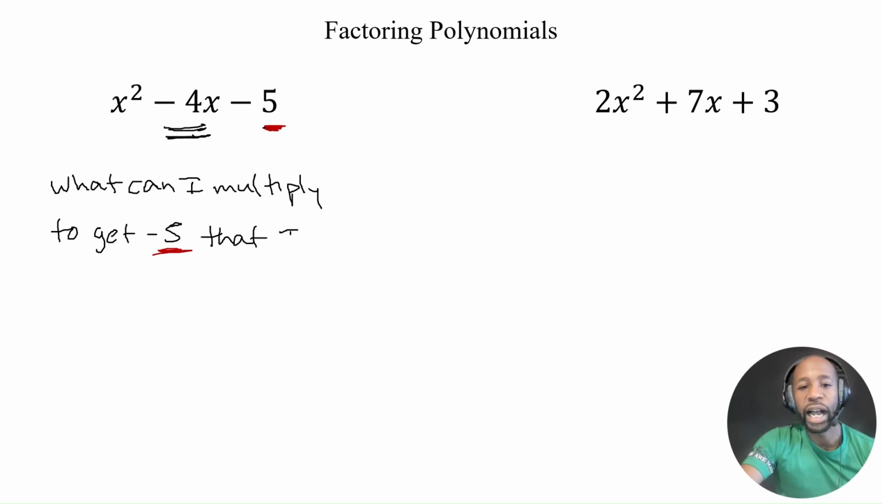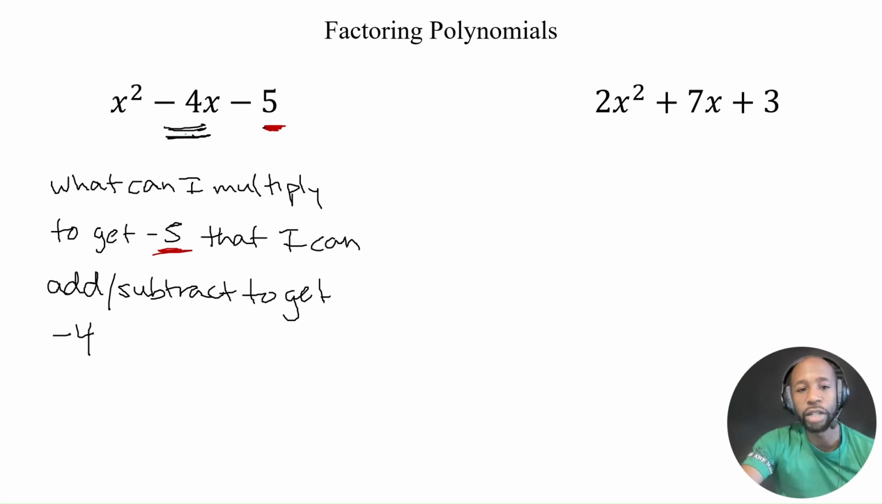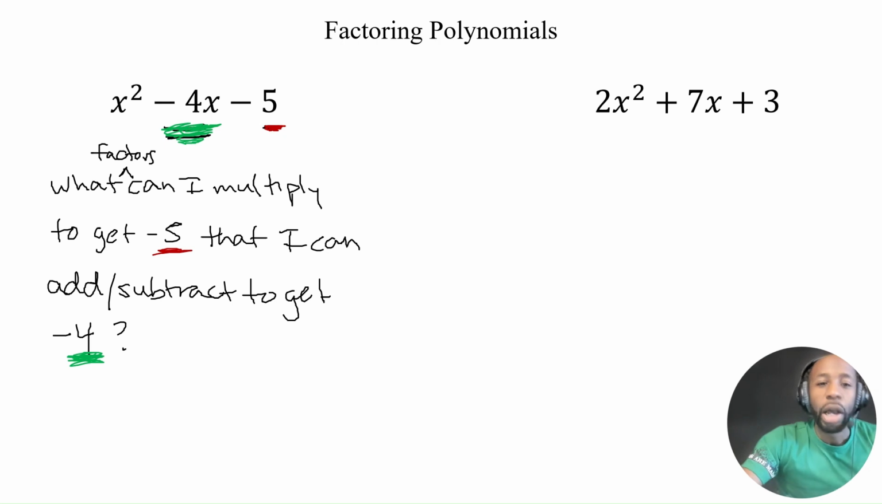And what can I add or subtract to get -4, the coefficient of that x term? I'm going to color code that as well. So what factors of -5, basically, what can I multiply to get -5 that I can add or subtract to get -4? The question is, what kind of numbers can you multiply together to get -5?